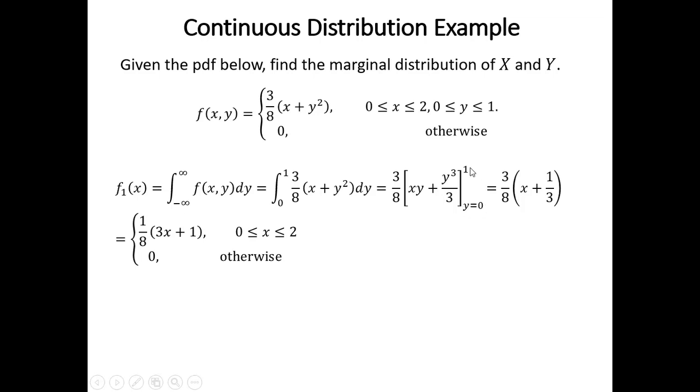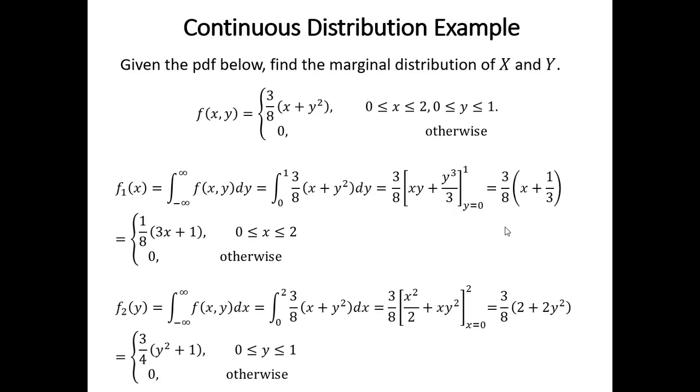So we substitute in the values for y. We leave x just as x. We get 3/8 times x plus 1/3. So the complete answer is that f1 of x is equal to 1/8 times 3x plus 1 for x between 0 and 2, and 0 otherwise. You can see here we just did a little bit of algebra to make this turn into this. If you simply multiply through by 3, you get 3x in here, and 1/3 becomes 1.